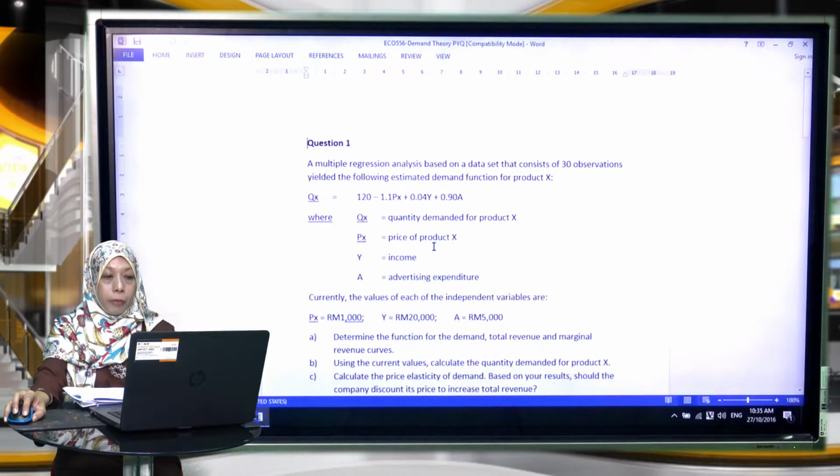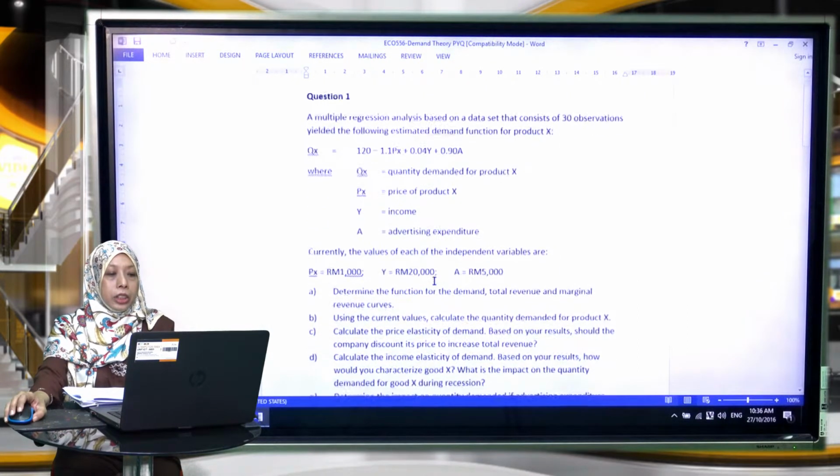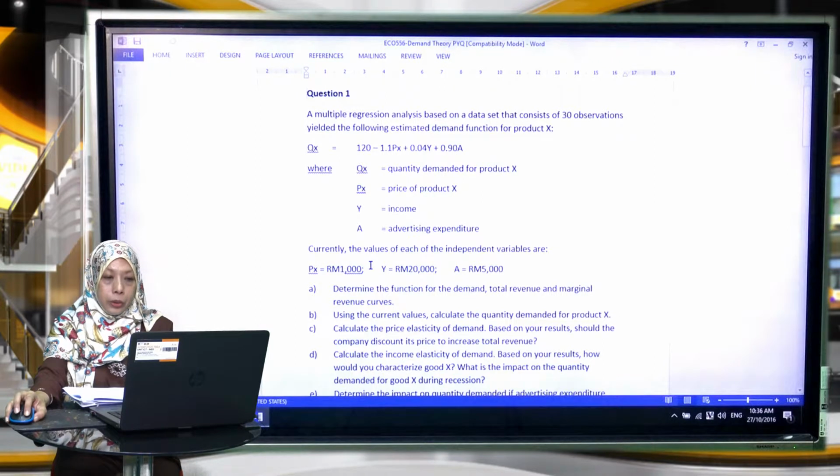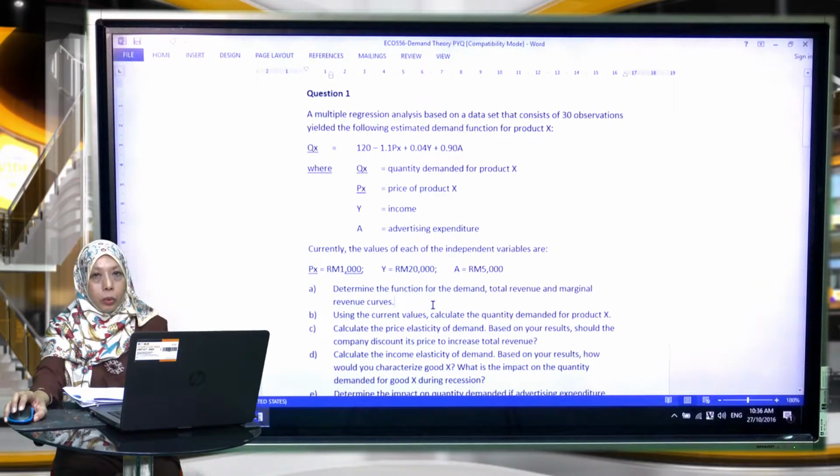Px is the price of product X, Y is income, and A is your advertising expenditure. Now, assuming that the current values for all your independent variables are given as 1,000 for Px, 20,000 for income, Y, and 5,000 for A, advertising.